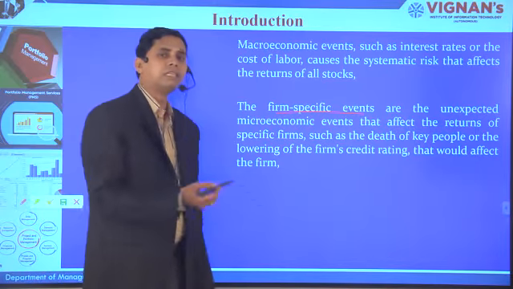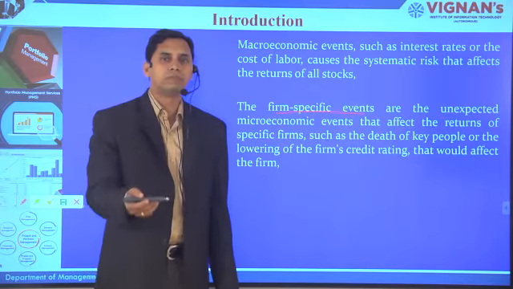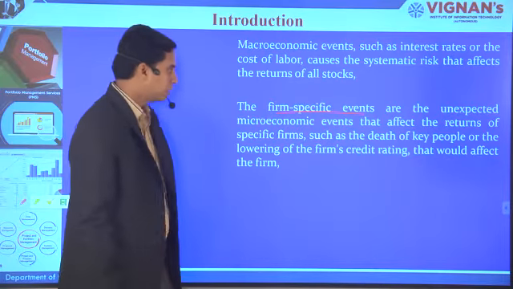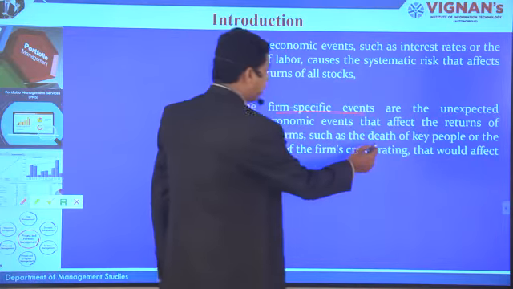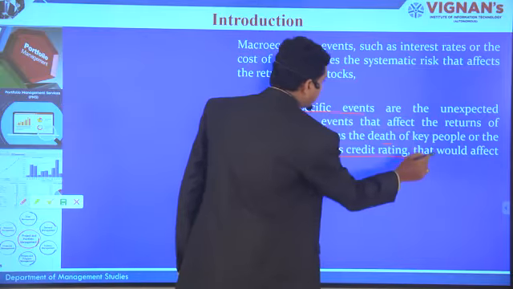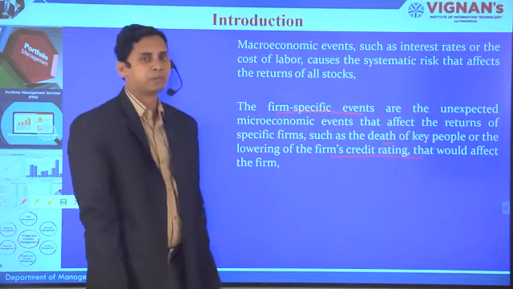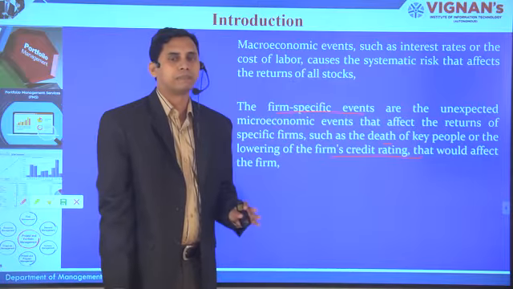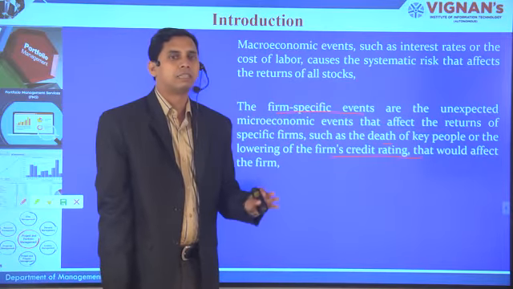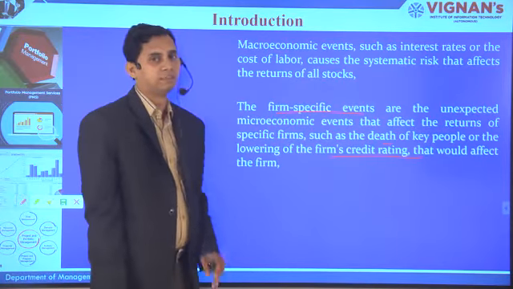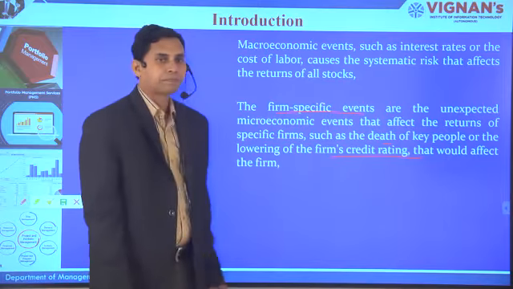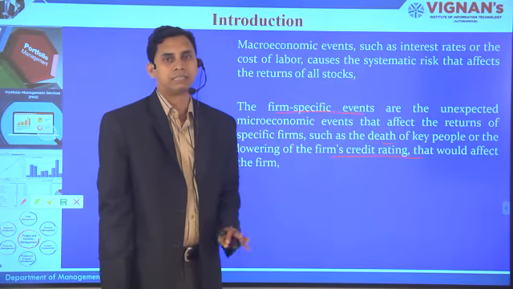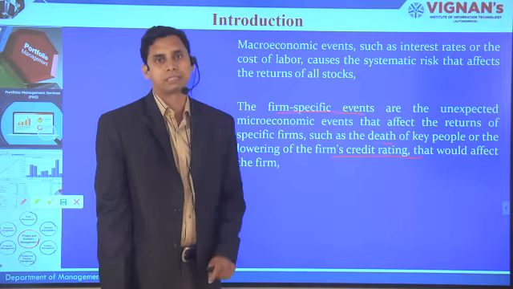Sometimes these events may have a positive effect on the company, or a negative impact on the company. Not only this, the firm's credit rating is also a part of these firm specific events. So when these specific events occur, they affect the firm. These are known as firm specific events related risk, which is nothing but unsystematic risk.